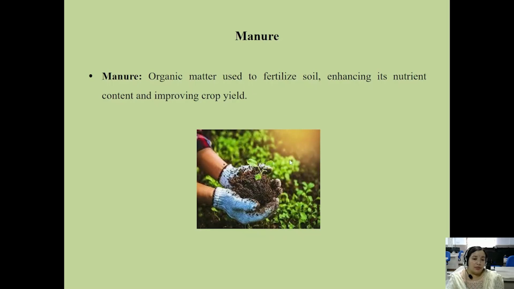Why is manure used in soil? To increase the fertility of soil. So manure has been used in soil to fertilize the soil, enhancing its nutrient content and improving its crop yield. That is manure: organic matter used to fertilize the soil, enhancing its nutritional value and improving the crop yield.